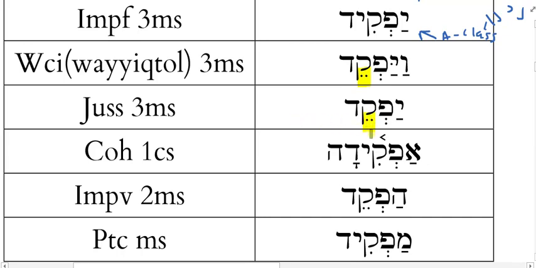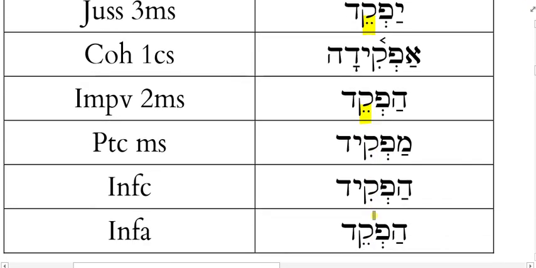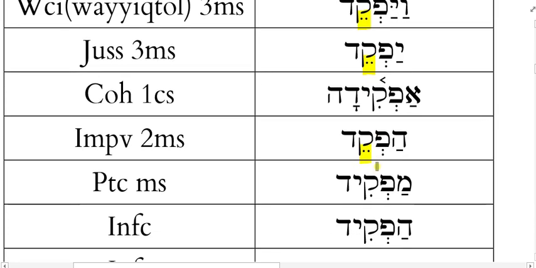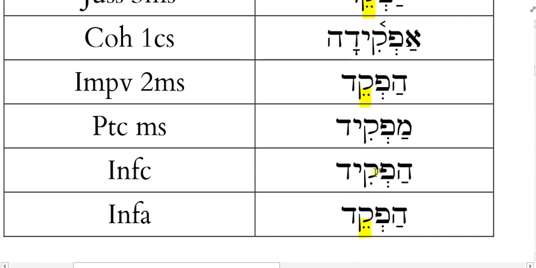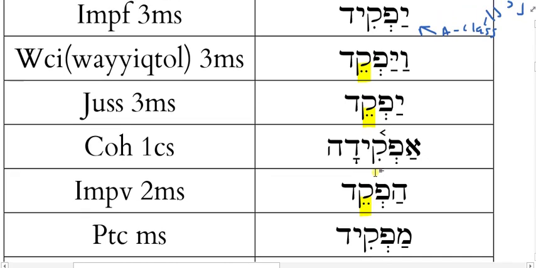The jussive is usually identical to the imperfect, but in the Hifil, the imperfect and the jussive are distinguishable by the sere versus the kirik yod. The cohortative does not have the sere. It's got a kirik yod here, but it's because it is inflected on the end, you see. The imperative has the sere instead of the kirik yod. And then there's one more place, and that is the infinitive absolute. Okay? So four places show sere instead of kirik yod. Again, that's the WCI, the jussive, the imperative, and the infinitive absolute. Everywhere else, my basic forms in the Hifil are kirik yod theme vowels instead of sere.